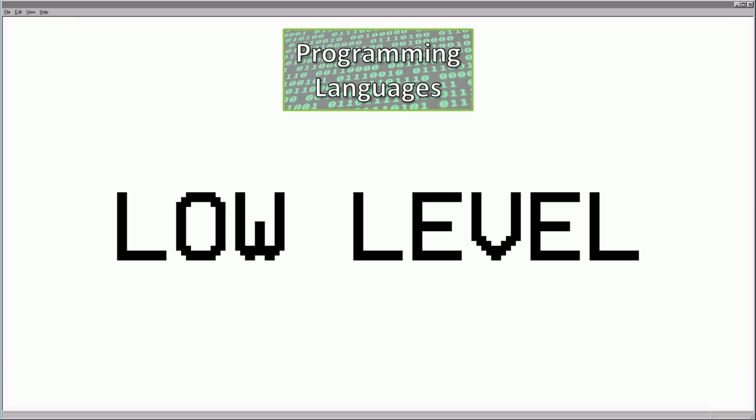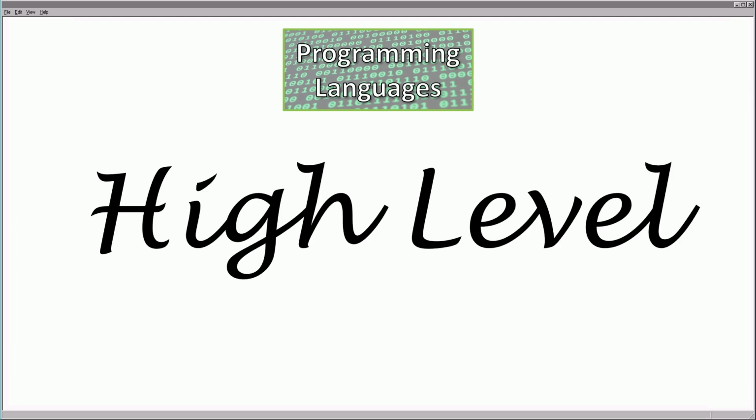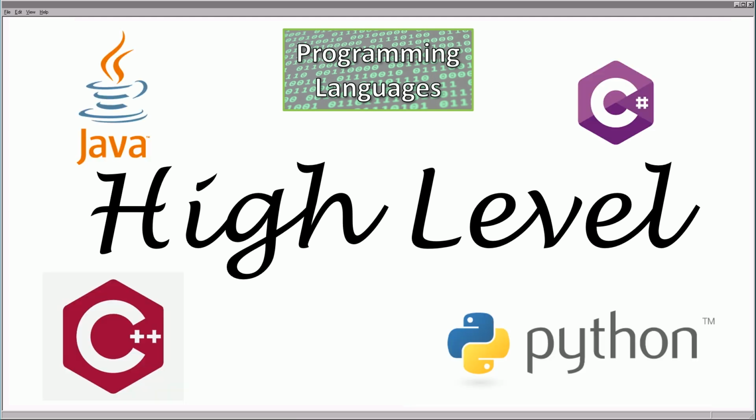Some programming languages can be considered low level, and the two most obvious ones are called machine code and assembly. Machine code and assembly is the only thing that the CPU can understand. But the problem with this is it's very hard for a human to write machine code and assembly. So, what we decided to do was to develop what's called high-level languages. These high-level languages include things like Java, C++, C#, and Python.